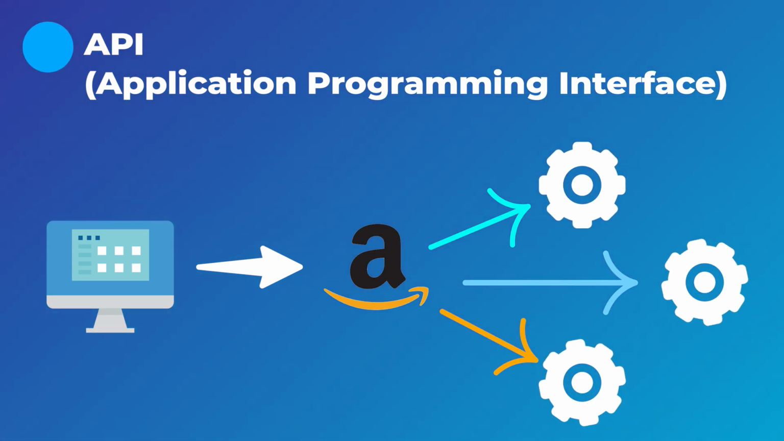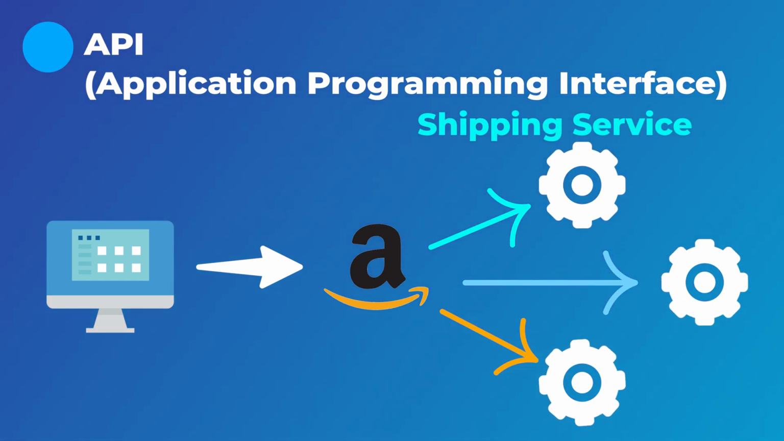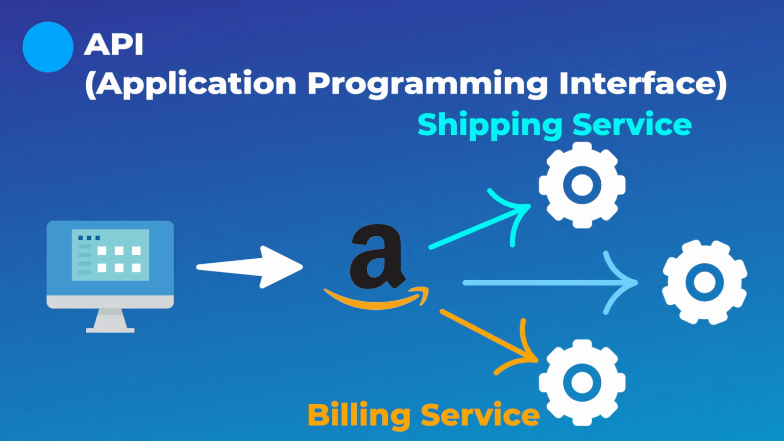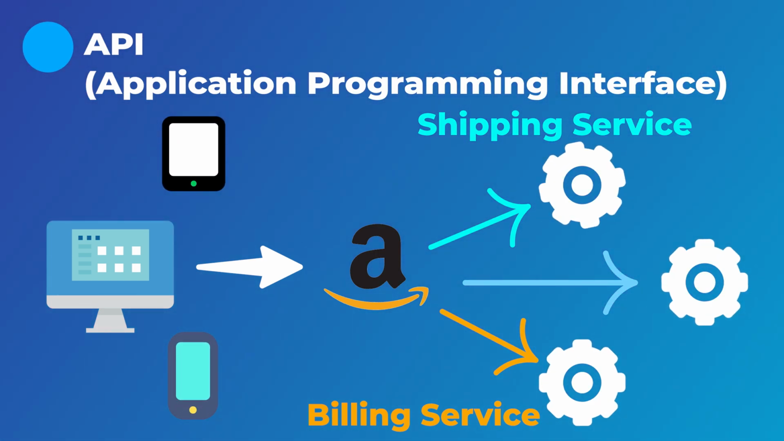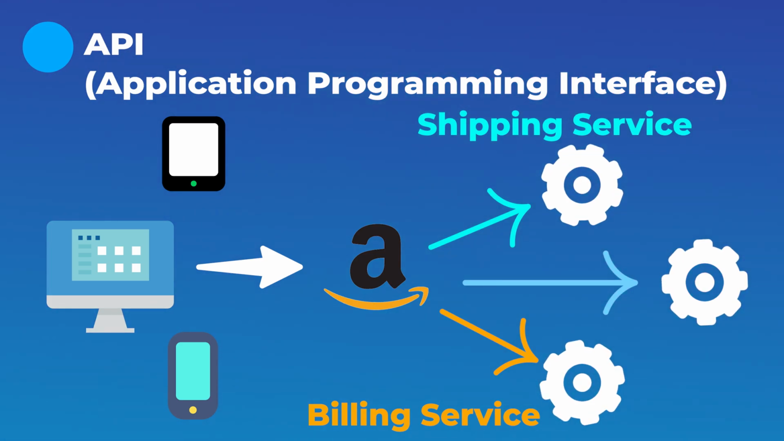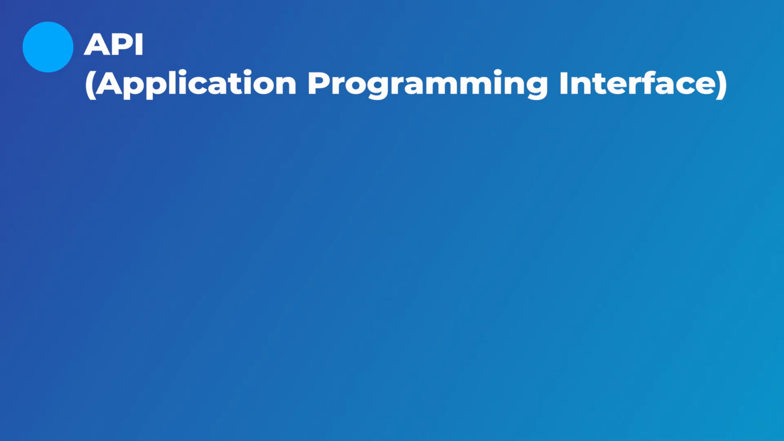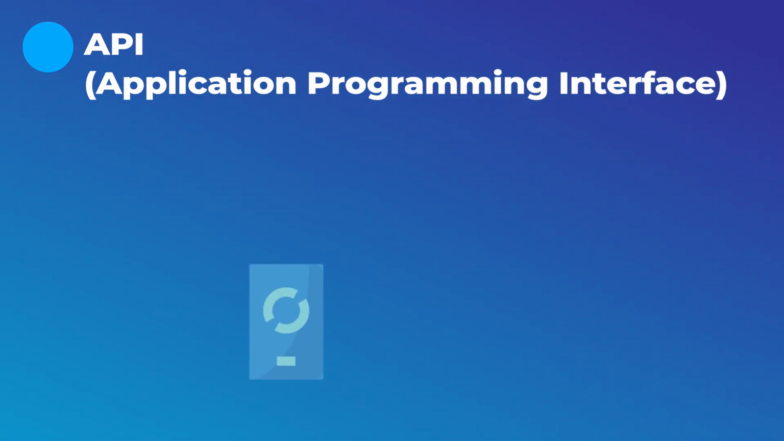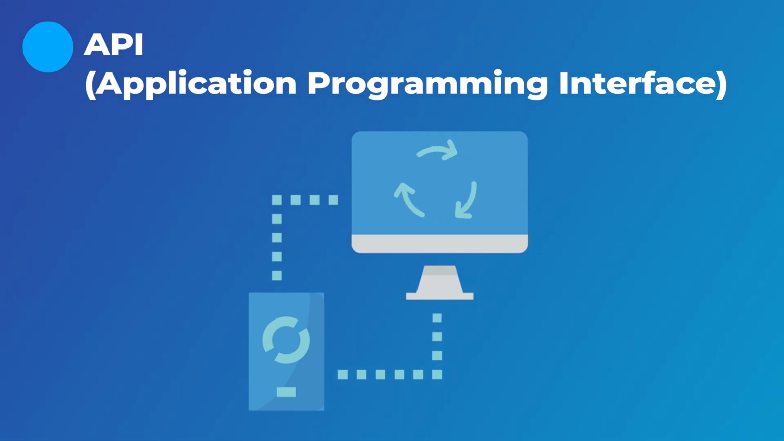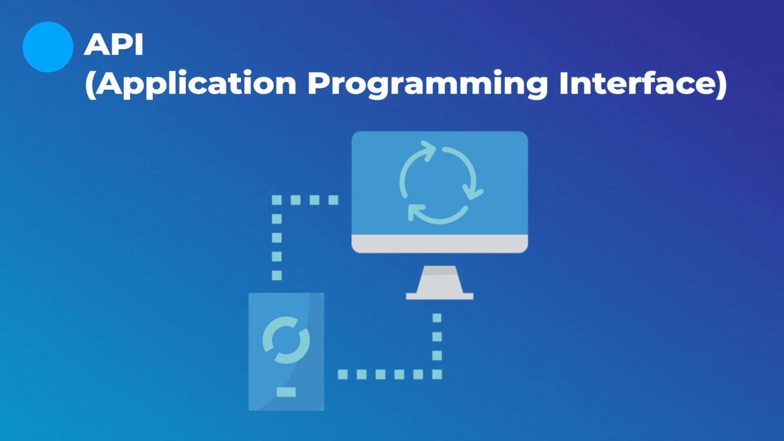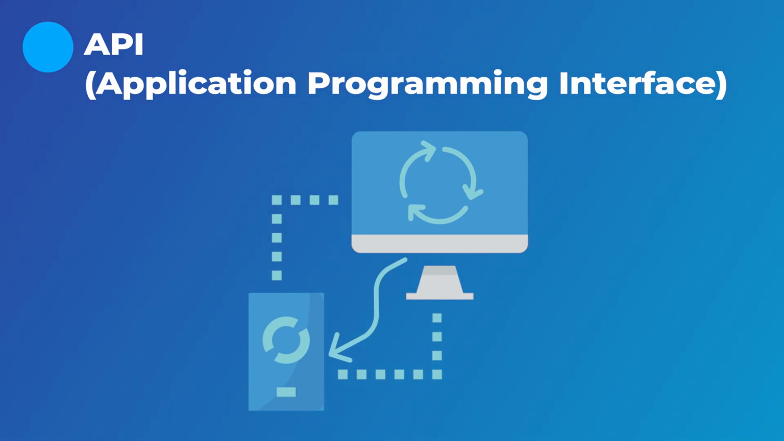It probably communicates with a few services behind the scenes to place that order. Maybe there is a shipping service, the billing service, and so on. You can place that order from a mobile device, a desktop, an iPad, and so on. APIs make it easier to communicate between those multiple services, devices, and software. Think of an API as a messenger that takes the request, delivers it to the destination, like to some kind of service, tells that service or software what to do, then it takes the response that's generated by that service and brings it back.